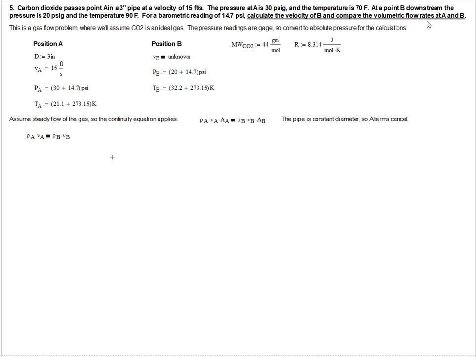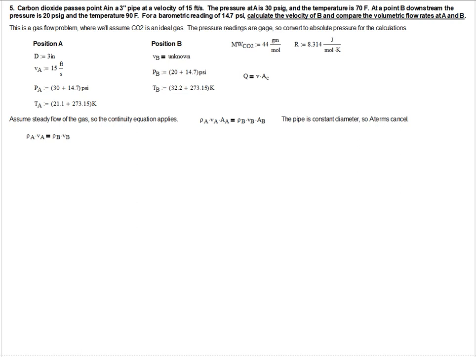Notice that they also want us to know what the volumetric flow rates are. And remember, what are the volumetric flow rates? Volumetric flow rate is simply equal to the linear velocity times the cross-sectional area. And so once we know the linear velocity at position B, we can certainly calculate the volumetric flow rates at both of these positions.